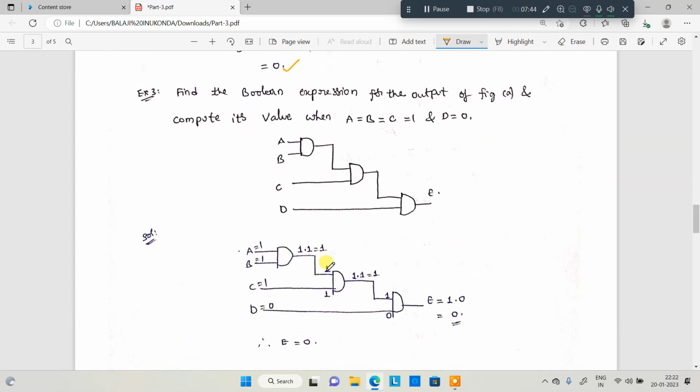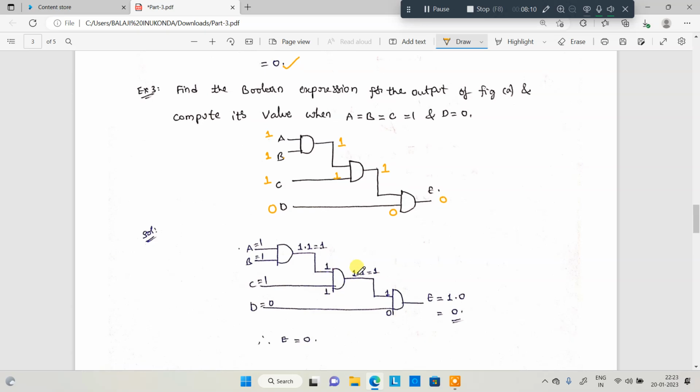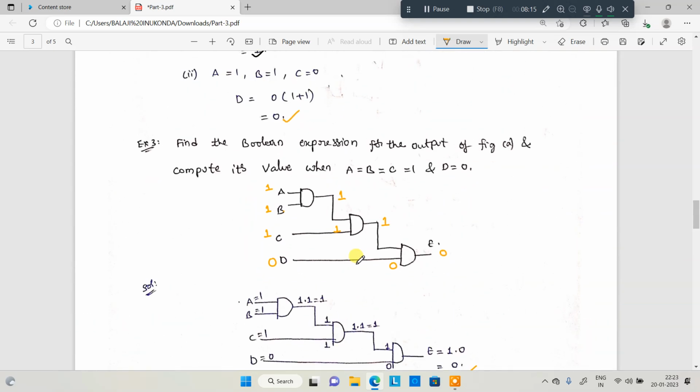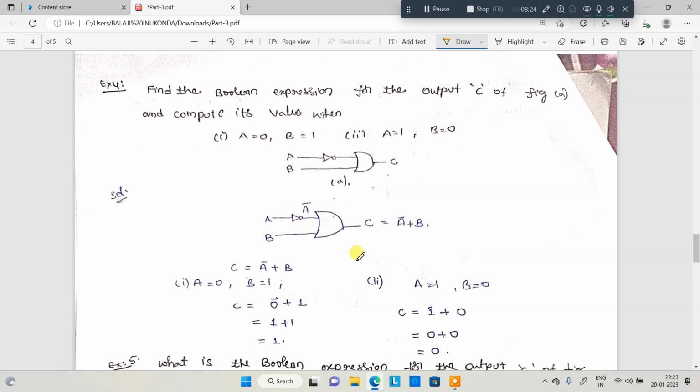Next, example 3. In example 3, find the Boolean expression for the output shown in figure A. You need to identify the output. A, B, C are all 1. So 1, 1 and 1. And then D is 0. 1 into 1, 1. Here 1. 1 into 1, 1. Okay, here 0. 0 into 1, 0. Got my point? So the output is 0. Finally, whatever circuit we have, if you know the truth table of every AND gate, NOT gate and OR gate, you can analyze any circuit. Okay. Next we are moving to question number 4.